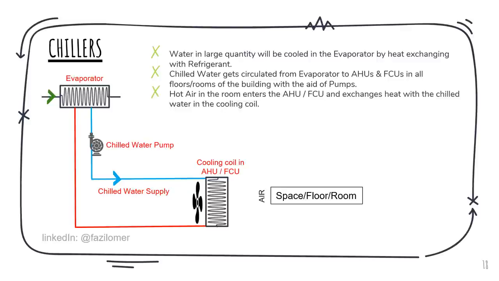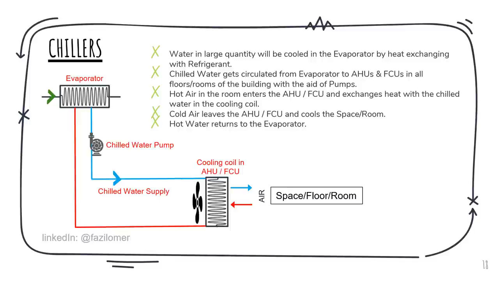Hot air in the room enters the air handling unit or fan coil unit and exchanges heat with chilled water circulating through the cooling coil. Cold air leaves the air handling unit or fan coil unit and cools the space. Hot water leaves the air handling unit or fan coil unit and returns to the evaporator.